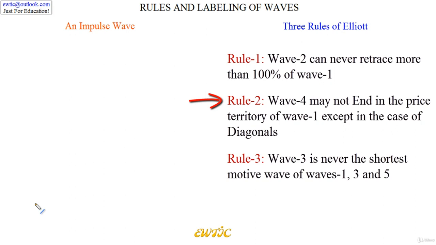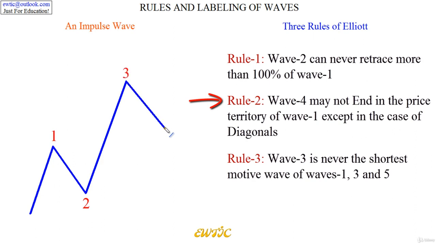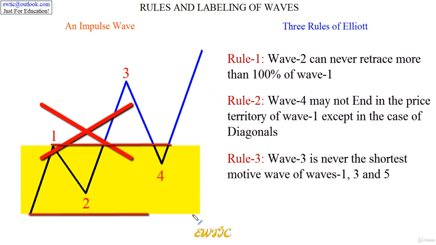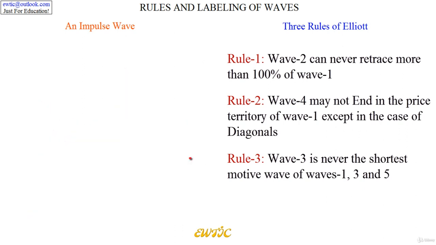The second rule of Elliott states that the wave 4 cannot end in the price territory of wave 1. That means if this is wave 1, wave 2, wave 3, wave 4, this cannot end in the price territory of wave 1. The price territory of wave 1 is this: the start of wave 1, the end of wave 1. If wave 4 ends in the price territory of wave 1, this is wrong, except in the case of diagonals, which we are going to study later.